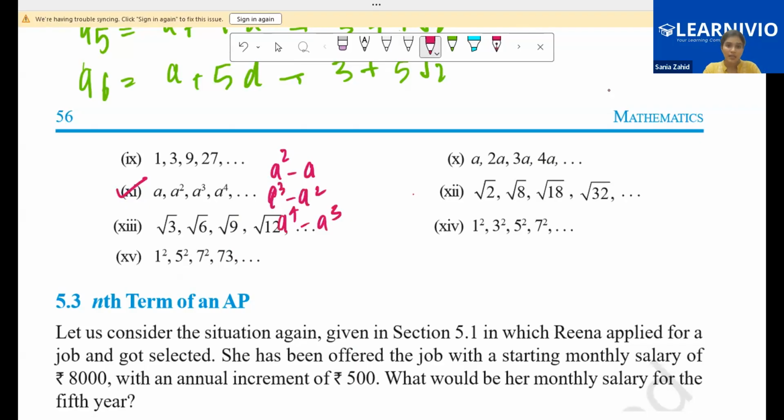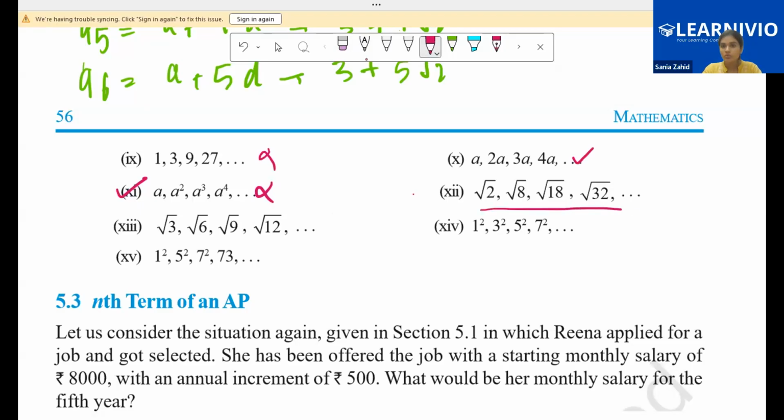So you're not adding or subtracting anything, but you're multiplying by a every time. So this is not an AP. This one is also not an AP. This is clearly multiplication by 3. 3 is constant, not an AP. This is an AP, A2, A3, A4, A and so on.